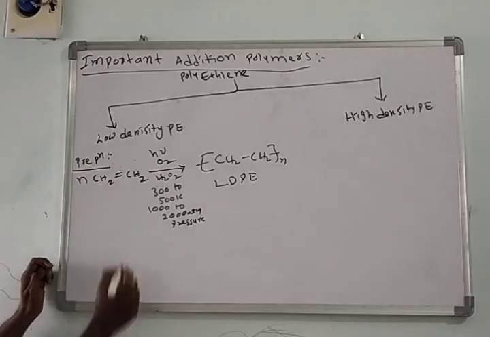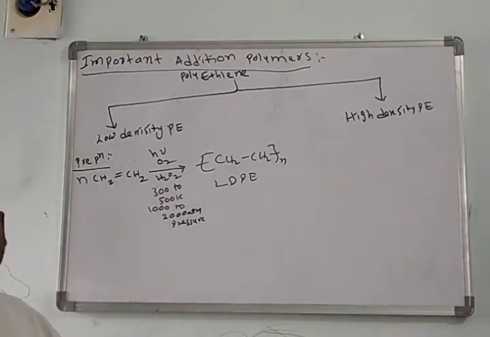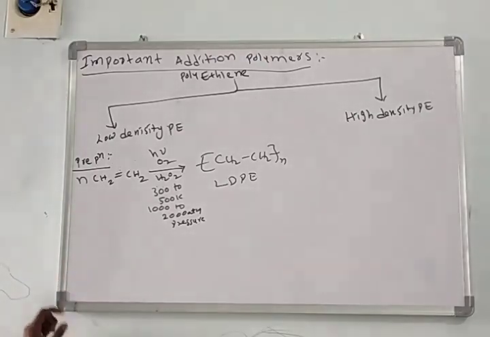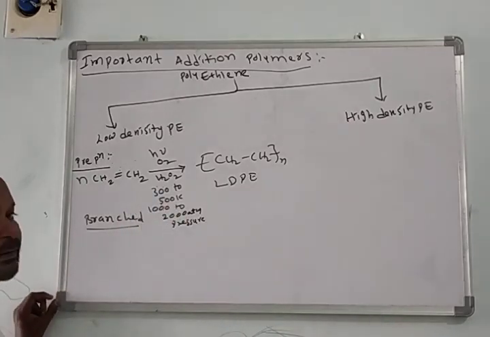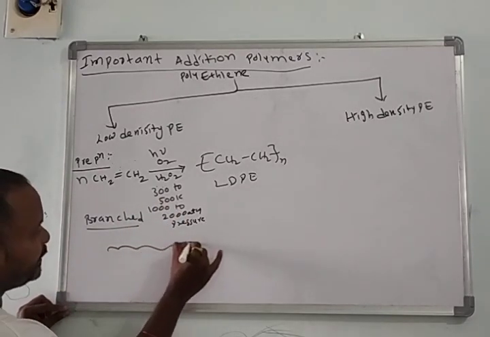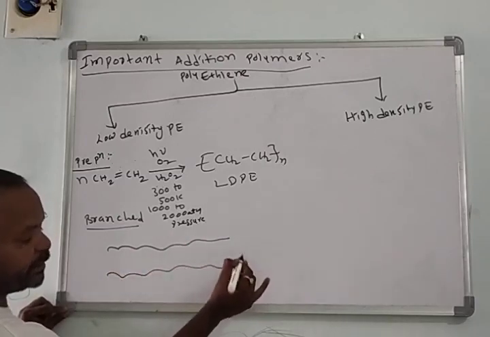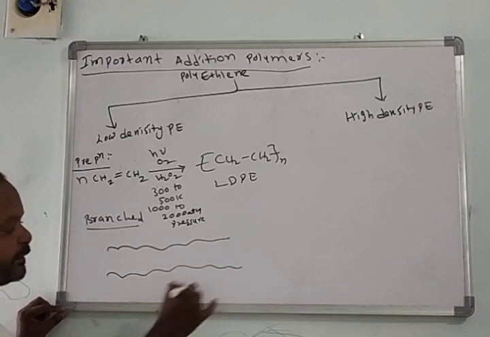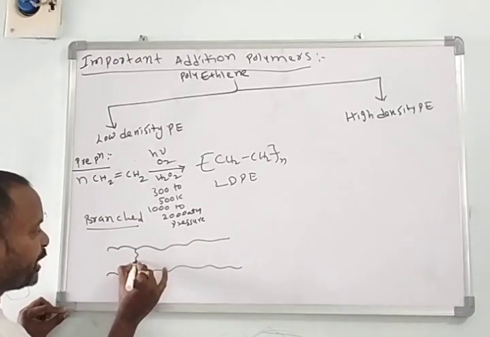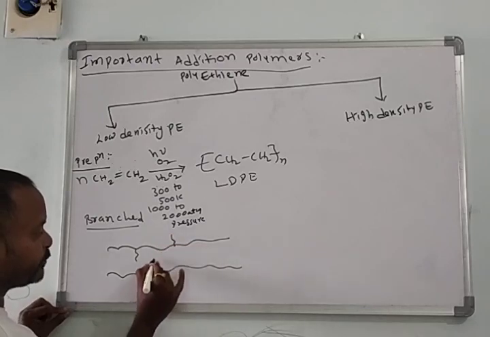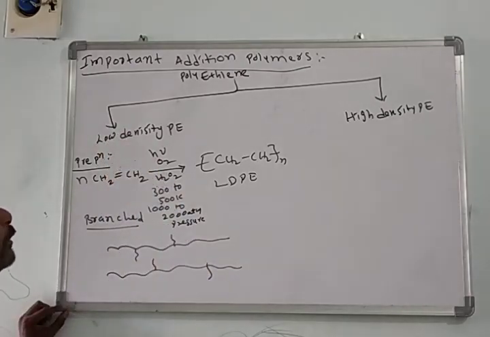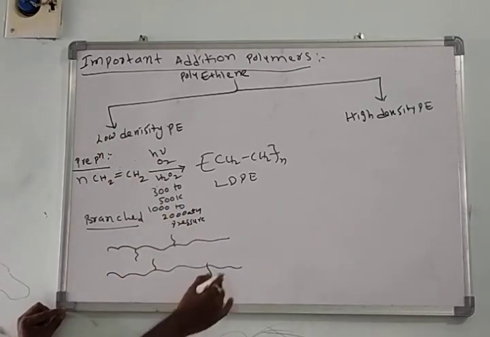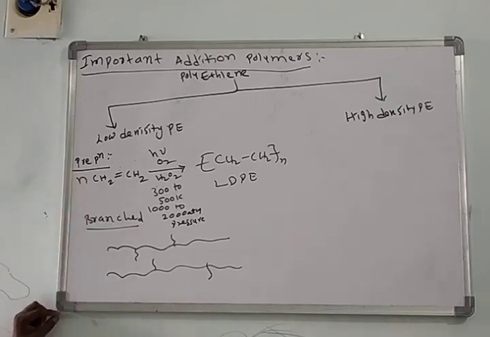The density of low density polyethylene is less due to its branched structure. Branched structure means this is the linear arrangement of polymer, that means ethylene molecules arranged like this in a linear way. Here we have small branches, not big branches. Due to these small branches, these have low density. At high pressure we'll get this type of structure and we'll get the low density polyethylene.